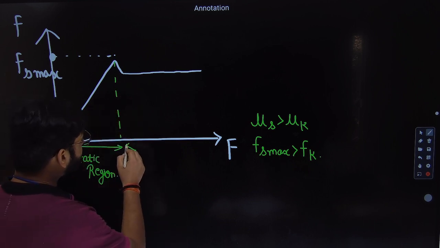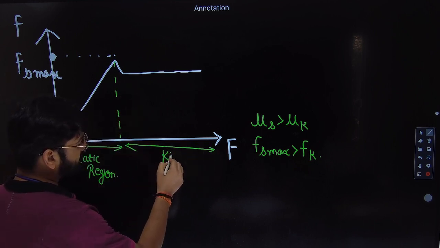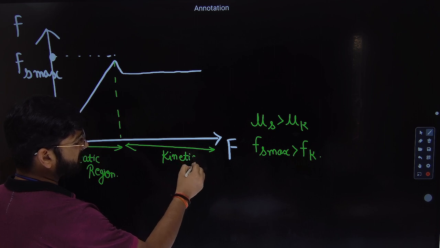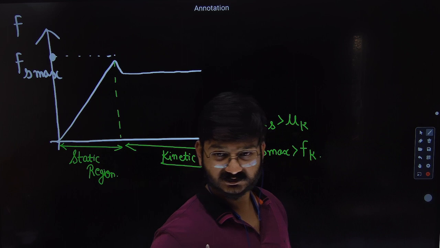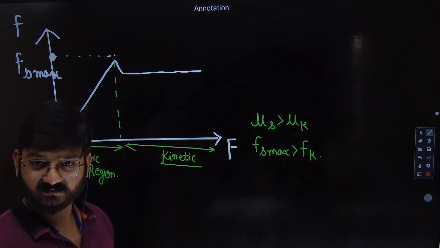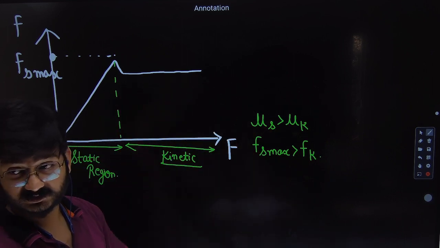So this much region will be which region? And kinetic friction is fixed. It is not self-adjusting. Okay, kinetic friction is fixed. That's why the graph is a constant graph.